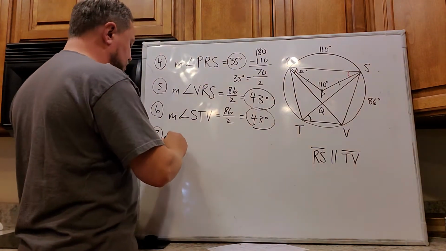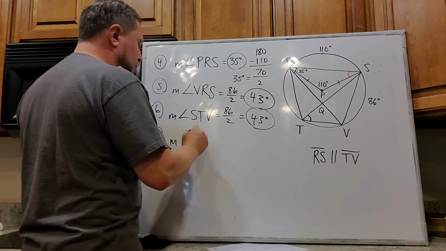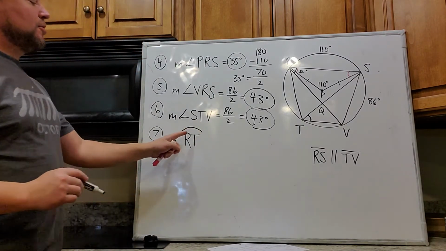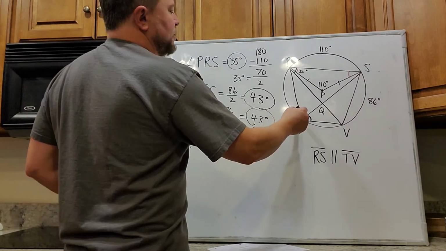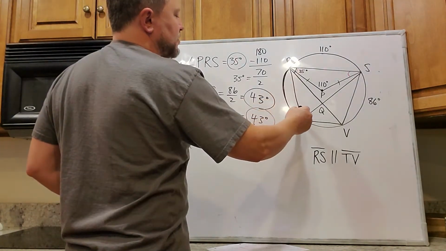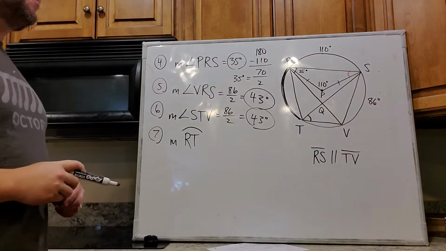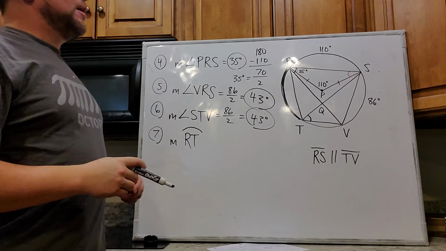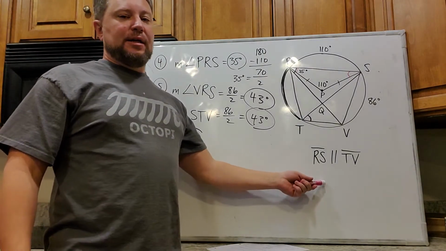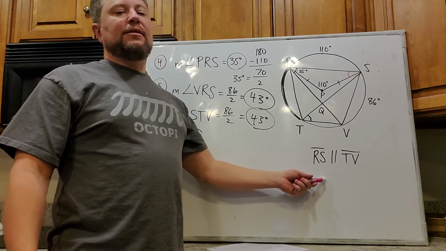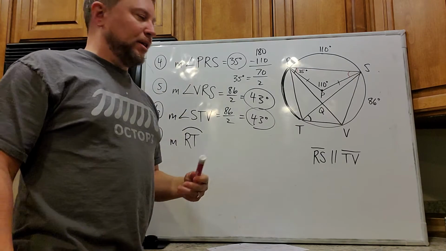On problem number 7, instead of an angle, this time they have us find the measure of arc RT. So if you look up here, that's this arc right there. Okay, that's what they want us to find. All right, now for this one, we're going to utilize this idea now. The fact that the top and bottom of this, RS and TV, those two chords are parallel.